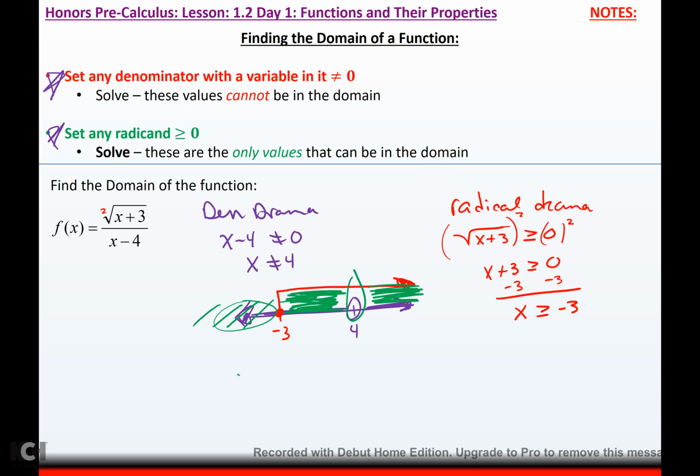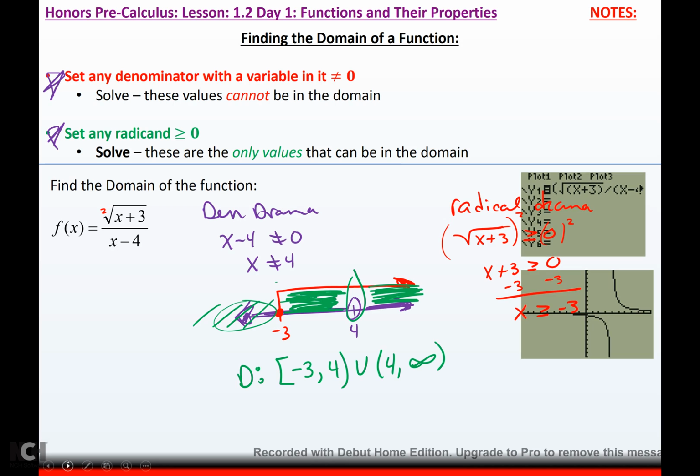So that says my domain starts at and includes. I'm going to use a square bracket because negative 3 is included. I'm going to start at negative 3. I have to jump over 4, so I put 4 with a round bracket, union. I'm starting at 4 without including it and going to infinity. And there would be my domain.